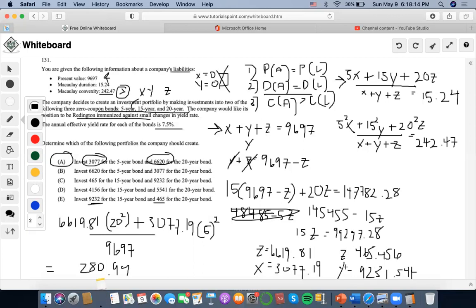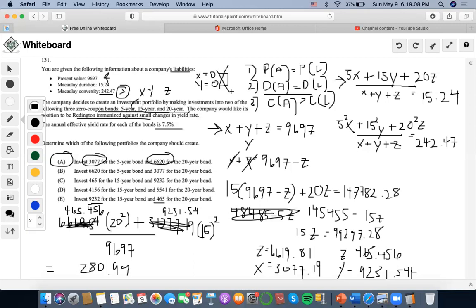But I think if I were to solve it using the convexity strategy, so if I were to cross this out and replace it with this value, and then if I were to cross this out and replace it with 9231.54, and then this is 15 years, right? So let's see if that would be greater than the convexity here.